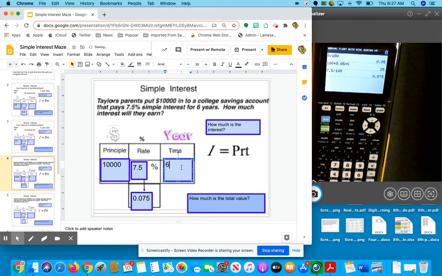And so to find the interest, we take the principal, which was 10,000, times 0.075 times 6 years. And it looks like it gives us, wow, the interest on this college savings account is going to be $4,500.